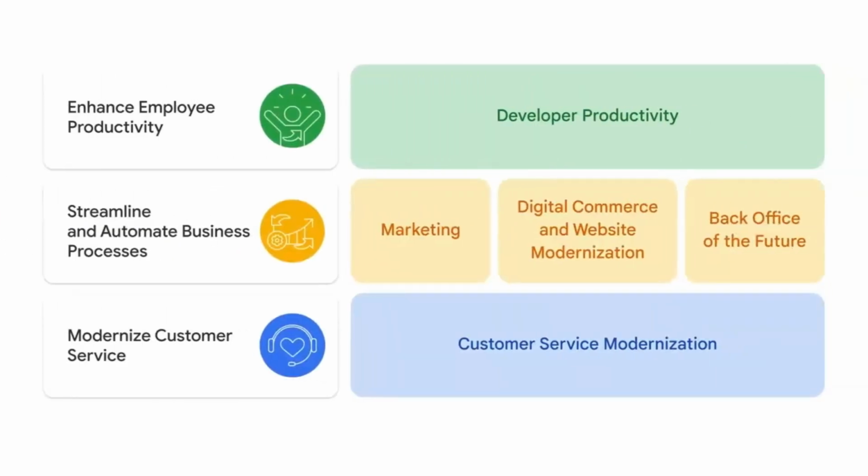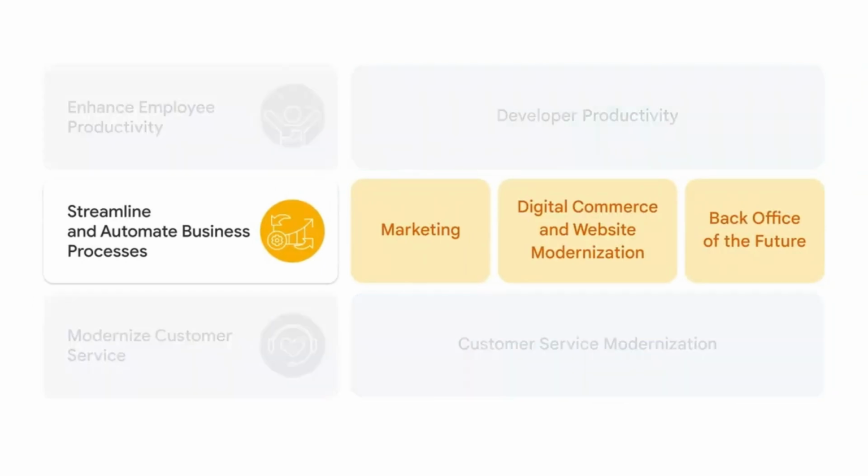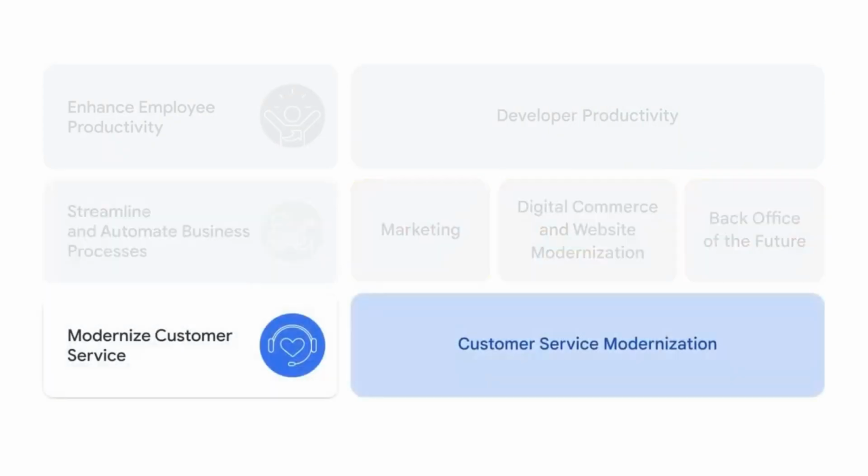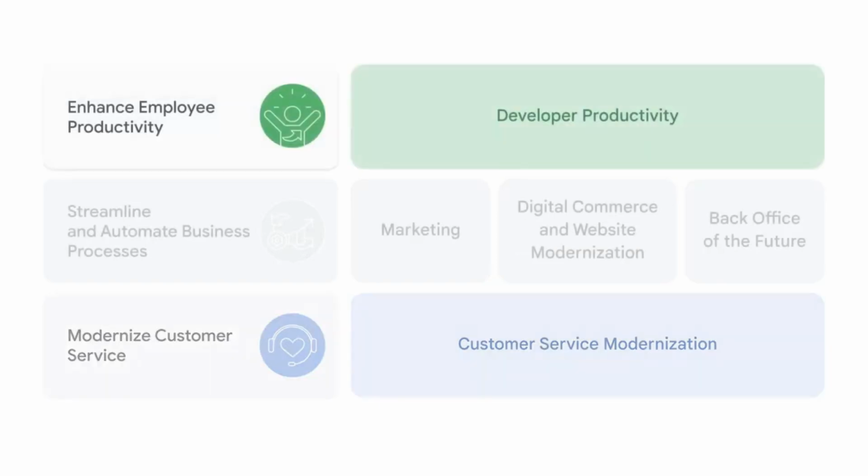By leveraging the application, Coffee on Wheels gain the following benefits: streamlined business processes in key areas such as marketing, digital commerce, and back-office operations; modernized customer service through features such as automated comment replies and actionable consumer insights and predictions; enhanced employee productivity through the utilization of Gen AI for code assistance and marketing content generation.